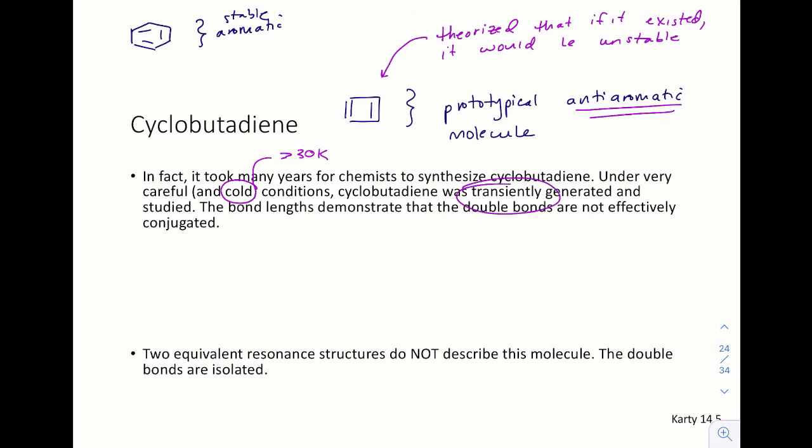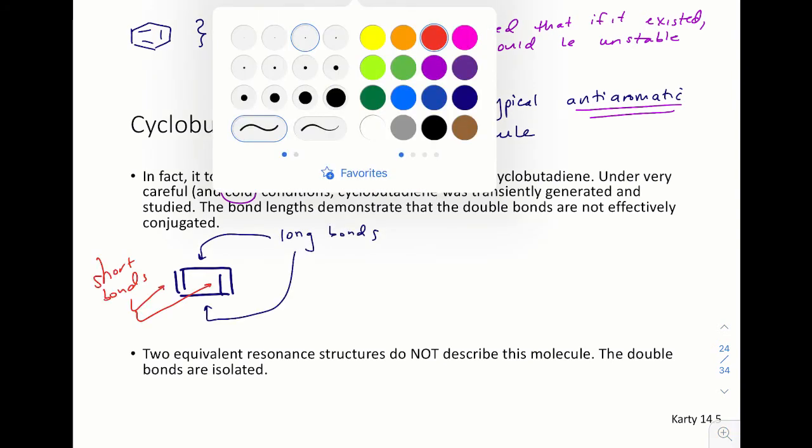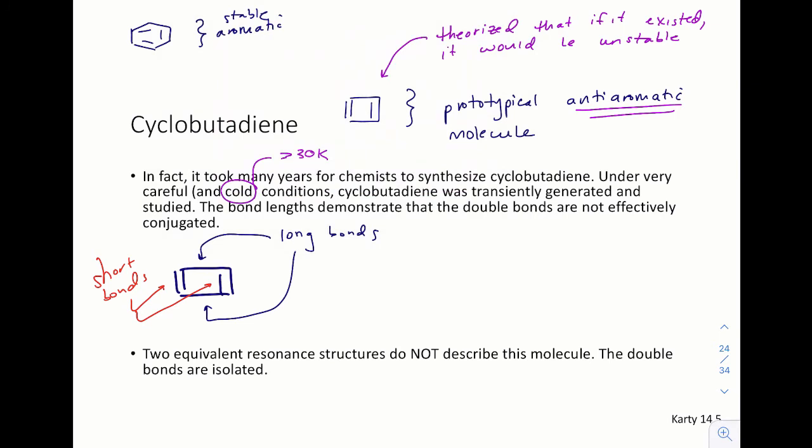Transiently, meaning for a moment, and then it reacts. So it's been generated and studied. And bond lengths demonstrate that the double bonds are not conjugated. Cyclobutadiene is made up of alternating long and short bonds. This observation demonstrates that the double bonds are isolated. Cyclobutadiene is not described by resonance structures. Otherwise, we would expect the bonds to have the same length.